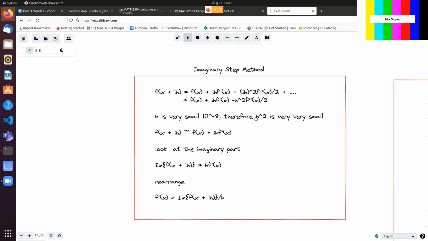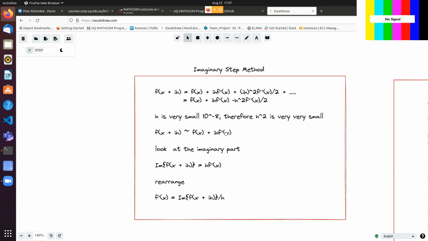I talked really briefly about automatic differentiation. This is kind of the same idea, that the squared term gets really small when you apply these rules. So if you look at just the first two terms, this guy's going to cancel off because it's tiny.